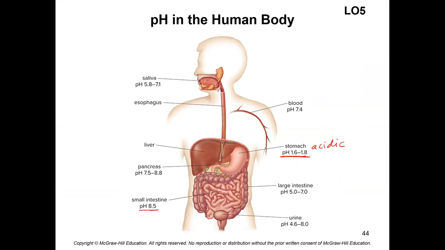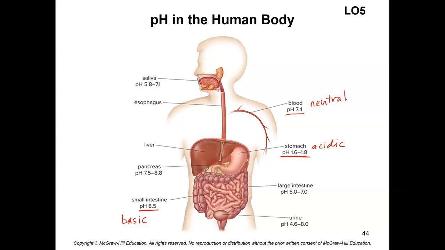Small intestine has a pH of 8.5. Well, it's greater than 7. That means this is going to be basic. Okay. Let's look at our blood. Our blood is 7.4. This is really close to 7. So we consider this value close to neutral.